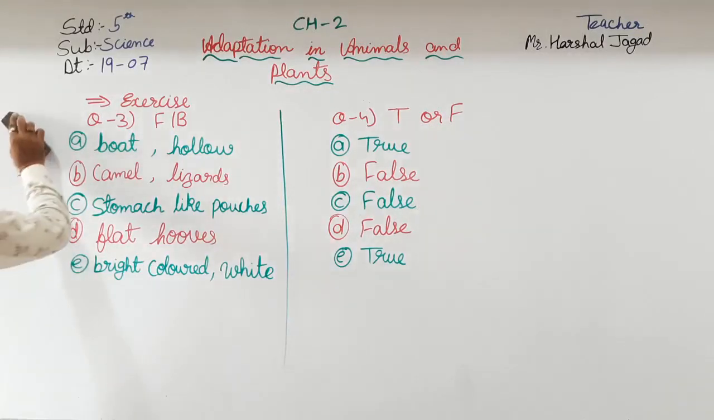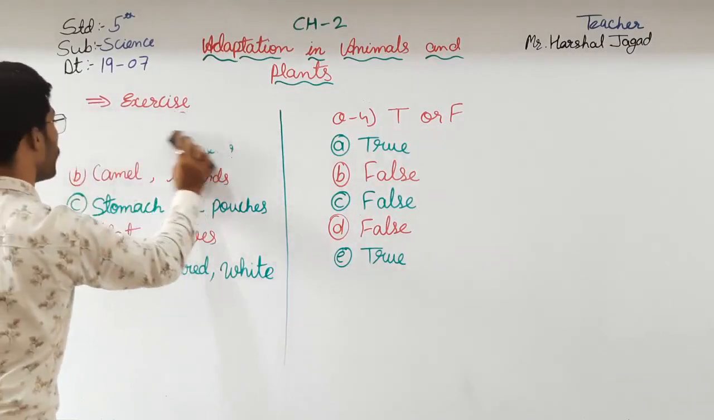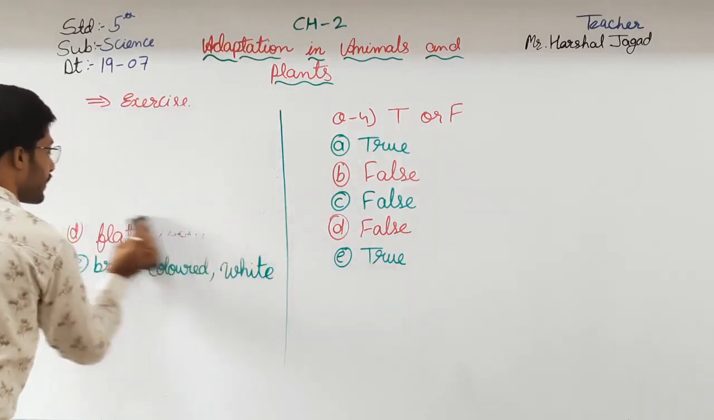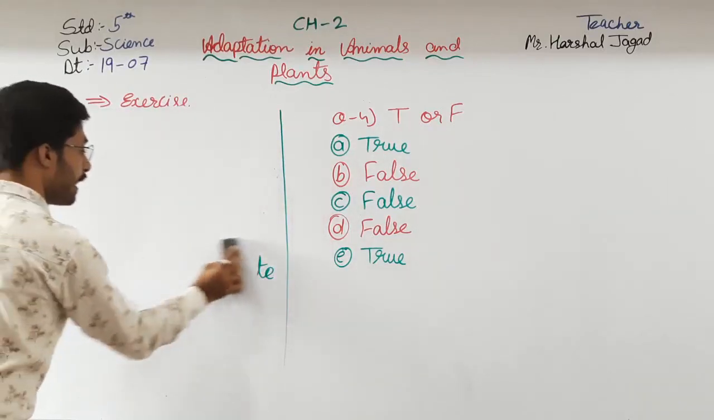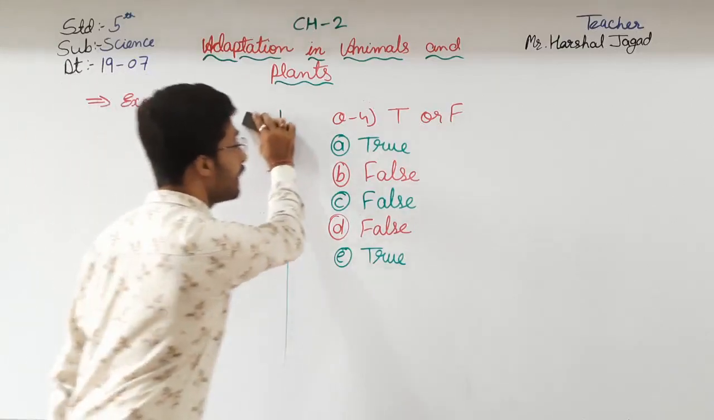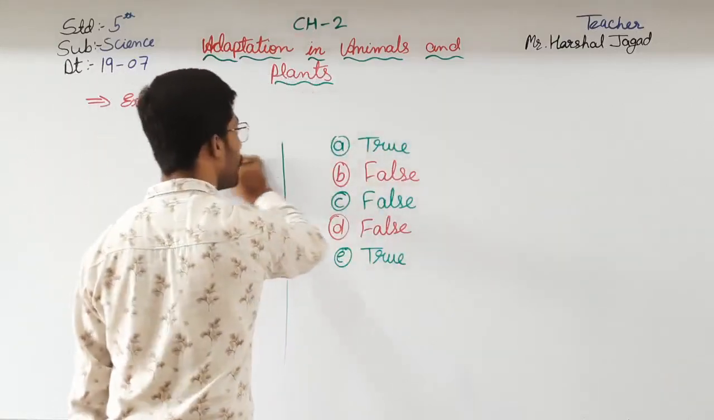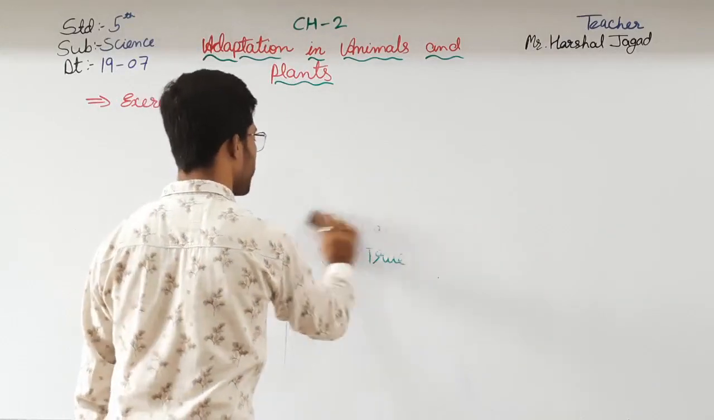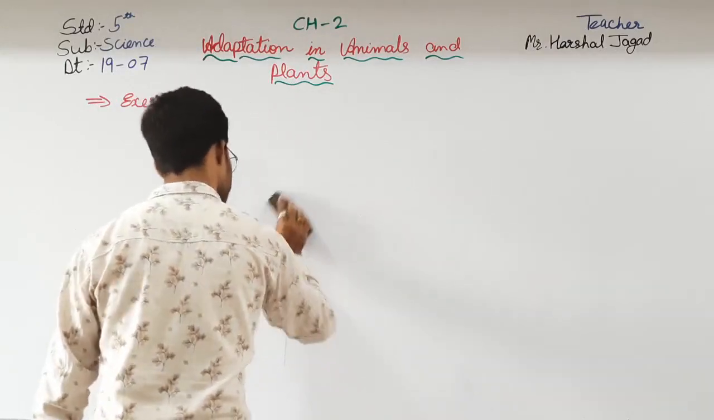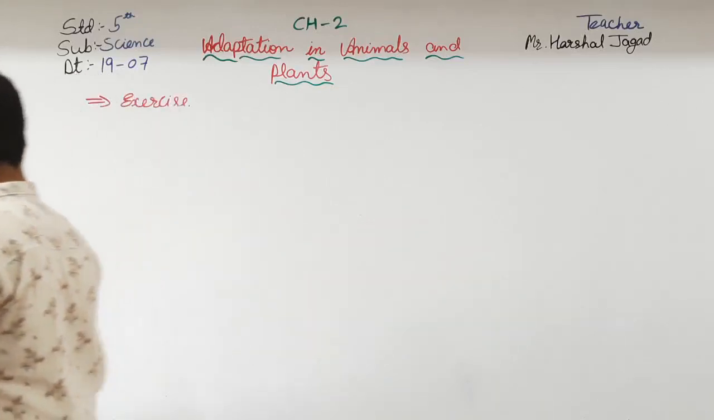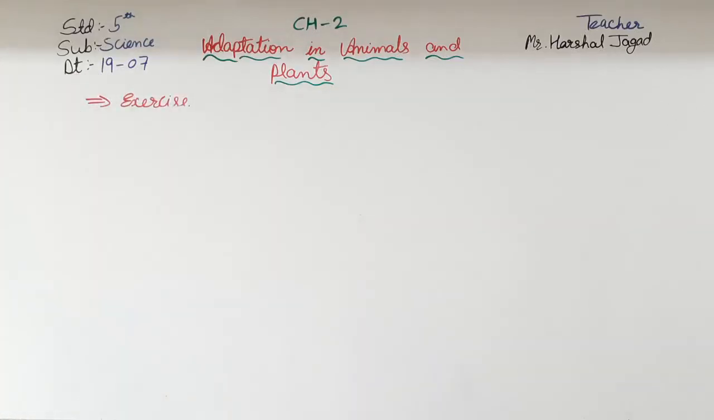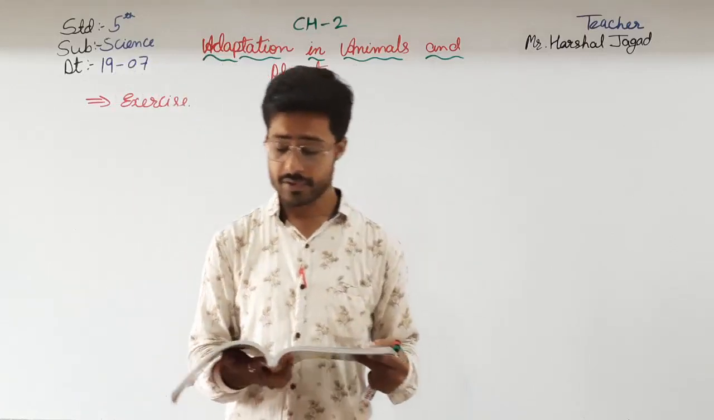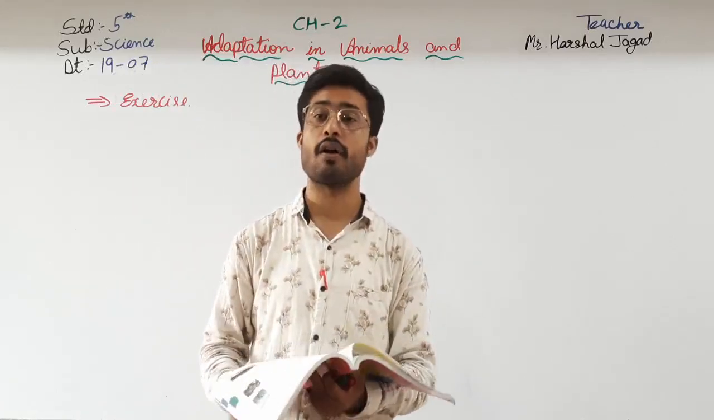Okay, now moving towards question number 4, but we will just orally discuss the question answers over here, and the PDF will be sent in your respective group. So here we will just discuss the question answers. Here is question number 5: mention some protective features of animals.